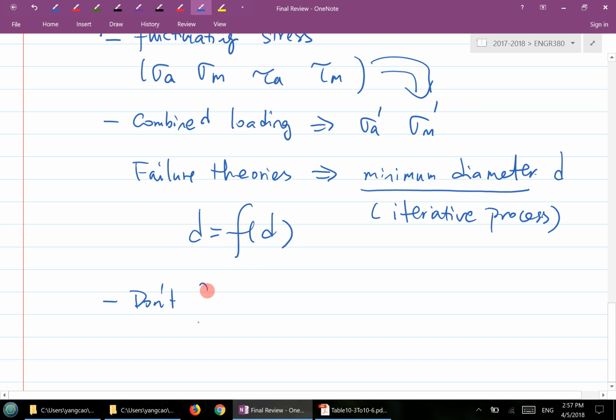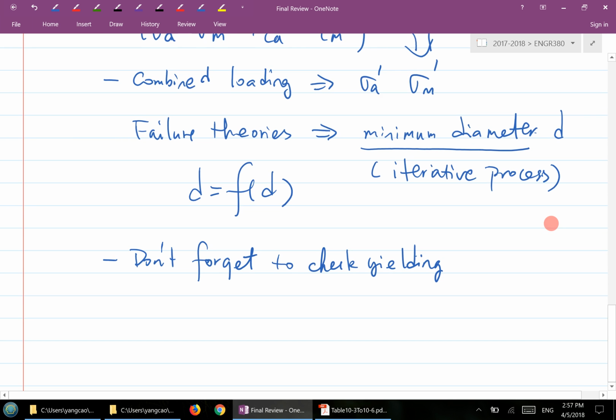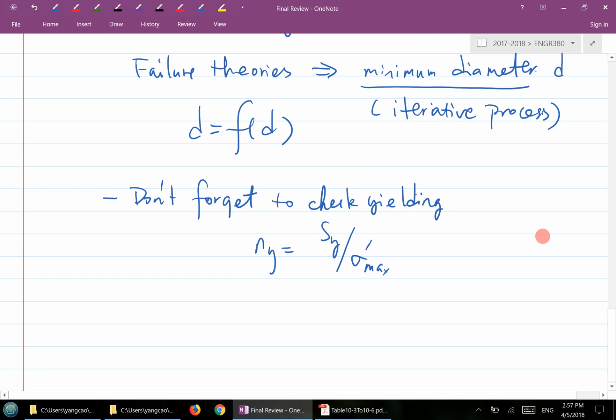And one more thing is, don't forget the first cycle yielding. This is also my requirement for your project. When you do your project for shaft design, you should also check the first cycle yielding. Aside from all the fatigue failure theories, there's also one more step, which is the basic static checking.